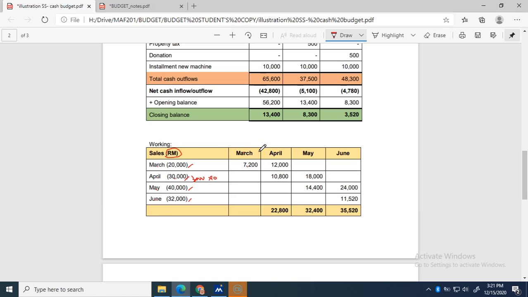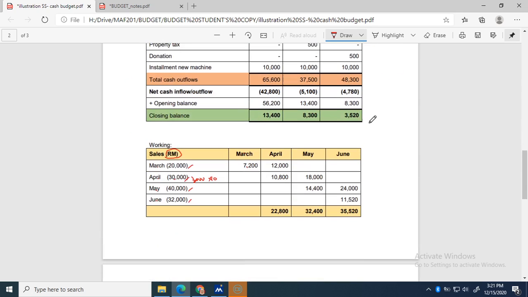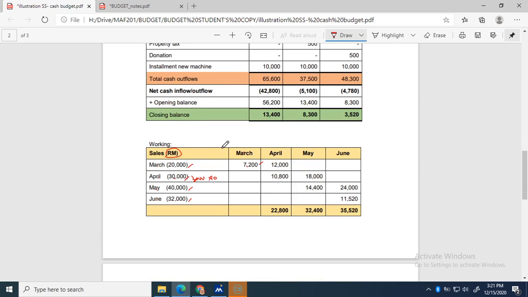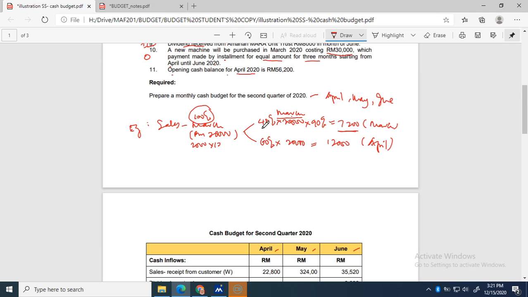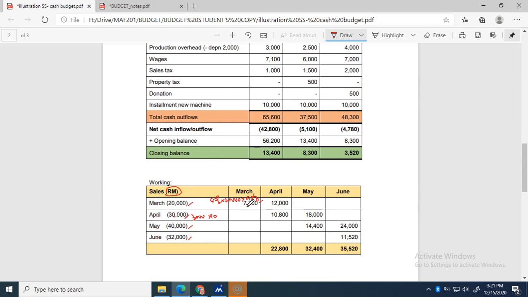So in March, from the diagram here, you will collect 7,200. How to get 7,200? It is 40% times 20,000 times 90%. So this is the working. You get 7,200 collected in March. How much to be collected in April? In April is the balance, another 60% times 20,000. So you get 12,000.